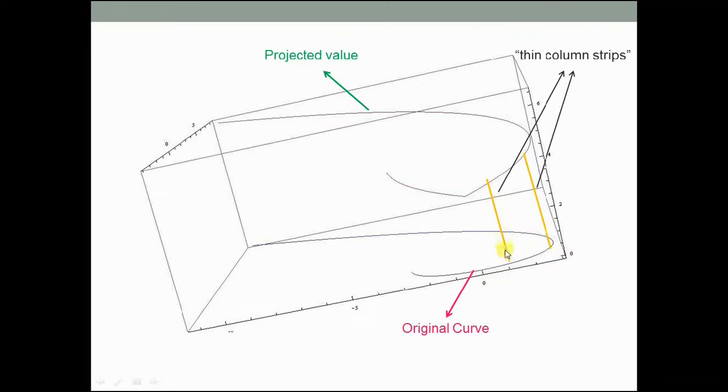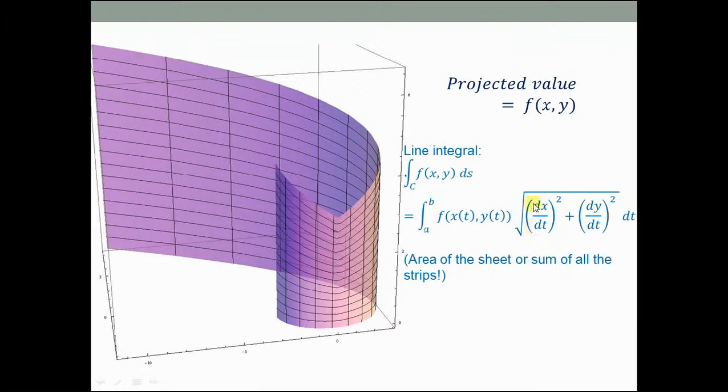And because these column strips are so thin, the sum of all of the strips from some beginning strip A to some strip B would give us the area of this sheet here, right? So more precisely, we say that the definite line integral from A to B gives you the area of this sheet, this 3D curtain you see here.